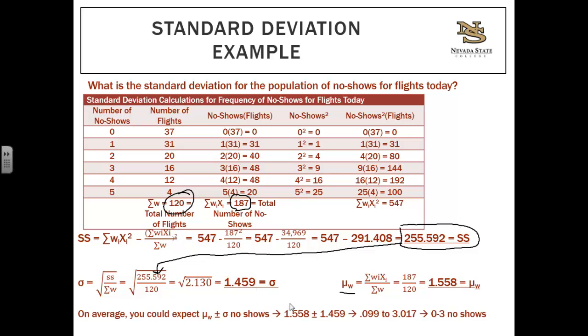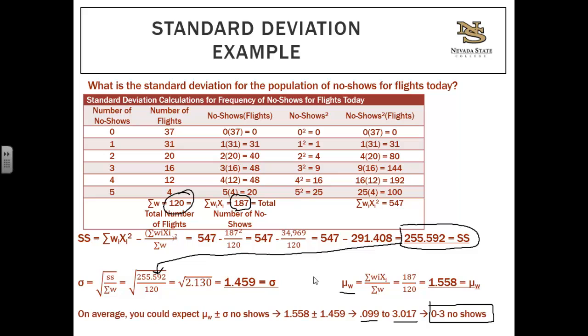Or, if you want to figure it out, you can take the mean, subtract the standard deviation, then take the mean and add the standard deviation, and that gives you the range that you would expect. So 1.558 minus the standard deviation of 1.459 gives you 0.099. 1.558 plus 1.459 is 3.017. And since this is a discrete variable, I'm going to turn these into whole numbers. Roughly 0 to 3 no-shows is what would be expected for any given flight on this day.